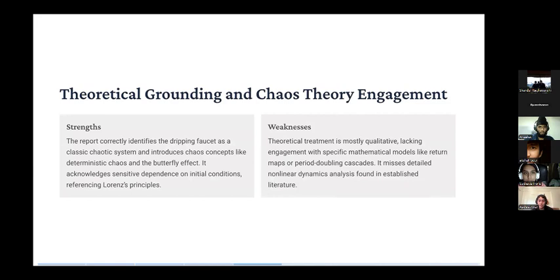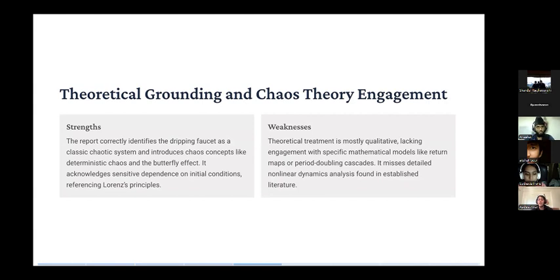First of all, one strength that I found was that she correctly identified that the dripping faucet is a classic chaotic system. She also introduced chaos concepts like deterministic chaos and the butterfly effect. She also acknowledged the sensitive dependence on initial conditions, which is good for scientific honesty. She also referenced Lorenz's principles.